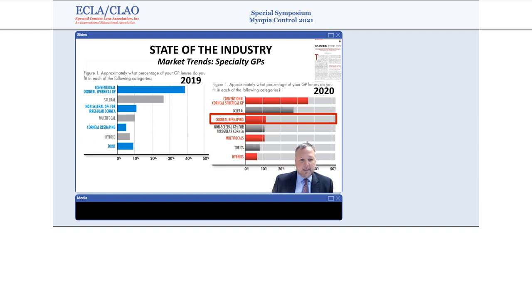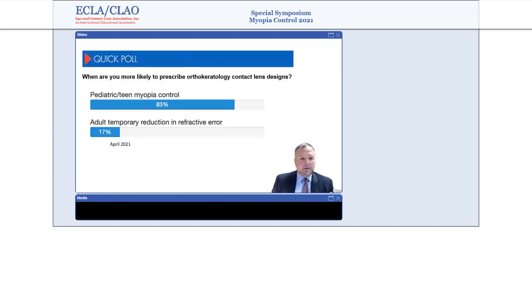When we ask about trends in specialty gas permeable lenses, so your spherical corneal lenses, your scleral lenses, multifocal lenses, one thing that we saw going from 2019 to 2020 was a large jump in corneal reshaping lenses. Perhaps about 5 or 6% said in 2019 that they were fitting in that category. We saw double that in 2020 with corneal reshaping, in particular as it relates to use in myopia control.